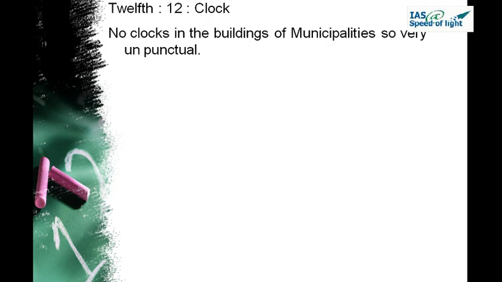It's very simple. 12 hours clock. So no clocks in the building of municipality. So that is how they're very unpunctual. So municipality offices we all have in all our cities. So these municipality offices, they don't have clocks. Okay, so they don't have clocks. Now they have an excuse like how they can finish the work on time. So that is how they're very unpunctual, and they don't do anything on time.